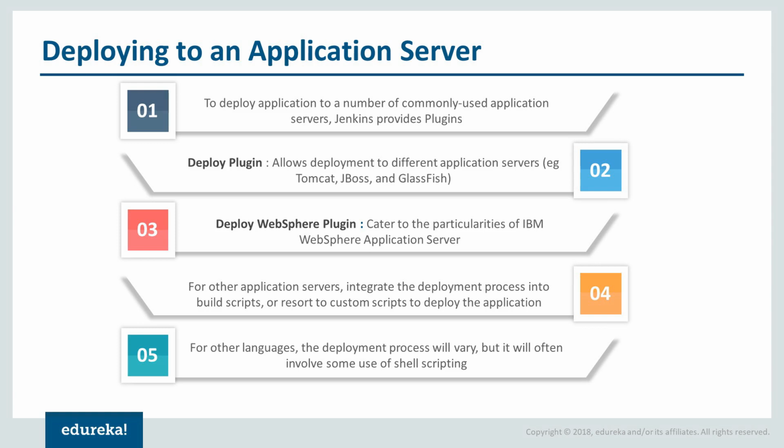What happens is, for industry standard application servers such as Tomcat, JBoss, WebSphere, WebLogic, you do have plugins available. But you might be using something which is not in the list and you don't have a plugin readily available for those. In those situations, you can definitely use scripting and do the automation through scripts. You also have an option of writing your own custom plugins.